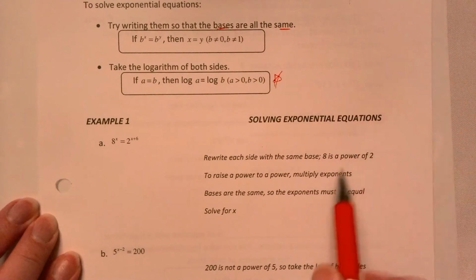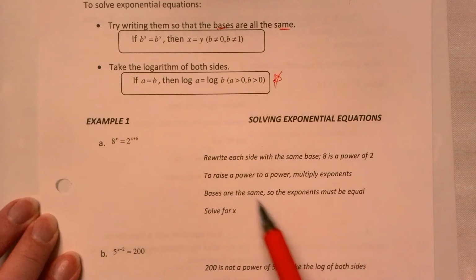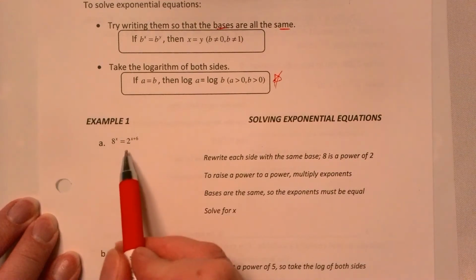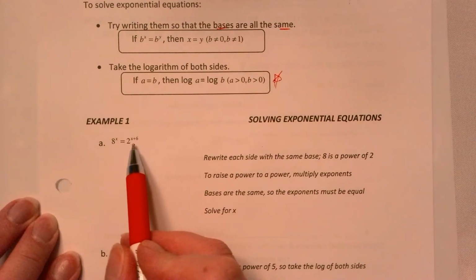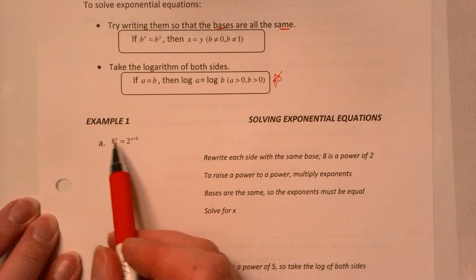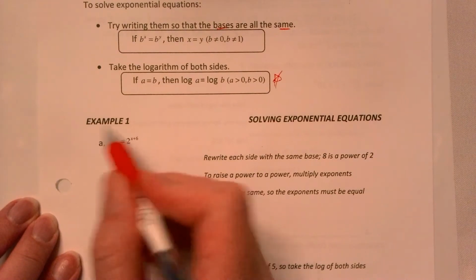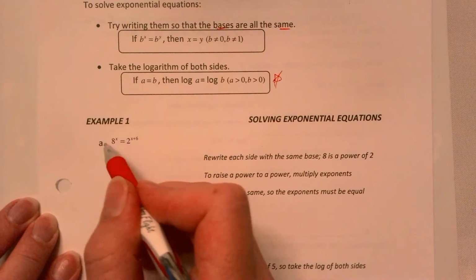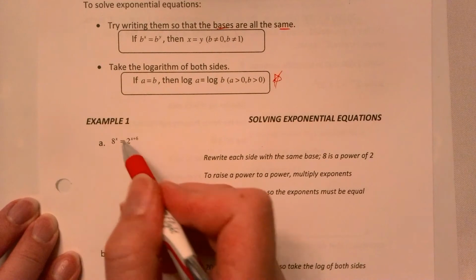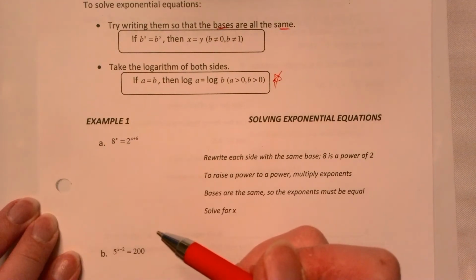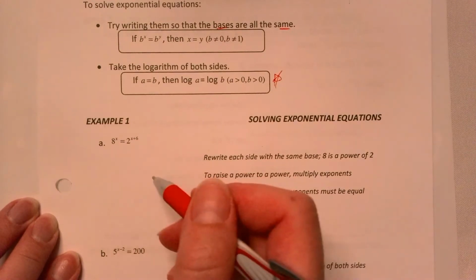So we have some explanation here to help guide us on these first examples. I have 8 to the x, and that's equal to 2 to the x plus 6. Now, if I really wanted to, since I have unknown exponents, I could jump in and take the log of each side. And I can solve it that way. No problem. Take the log, bring the x out as multiplication, take the log, bring x plus 6 out as multiplication using my power property, and then we could solve it algebraically.